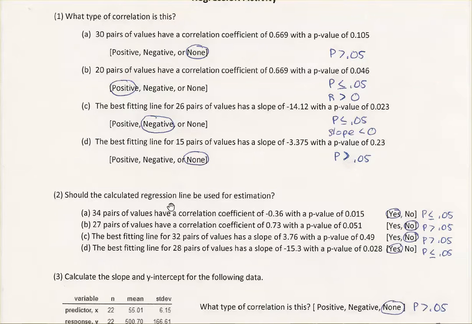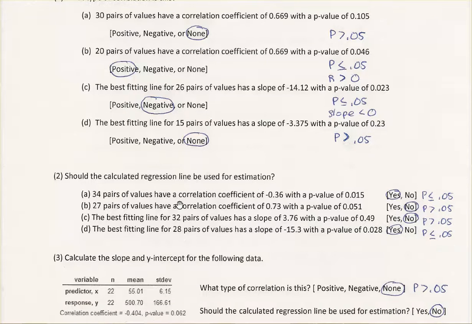So should the calculated regression line be used for estimation? This is super quick. Ignore basically everything here for whether it should be used for estimation. All you have to look at is the p-value. So is the p-value 0.015? Is that less than 0.05? Yes.